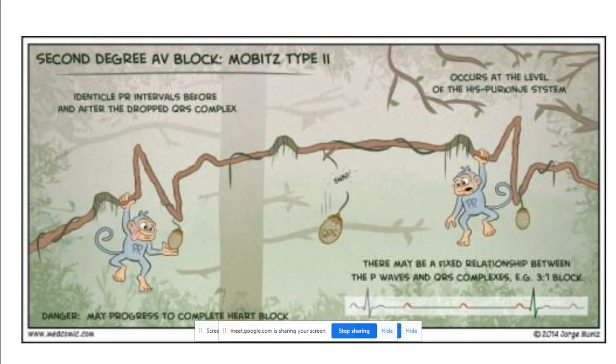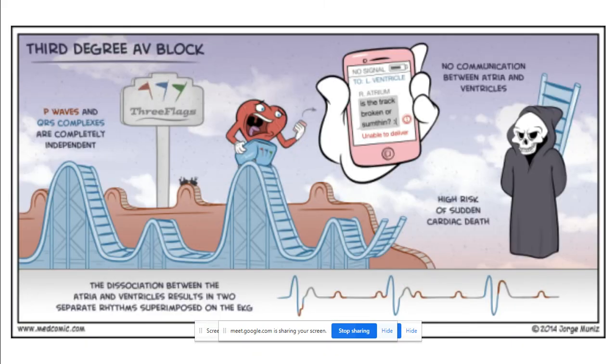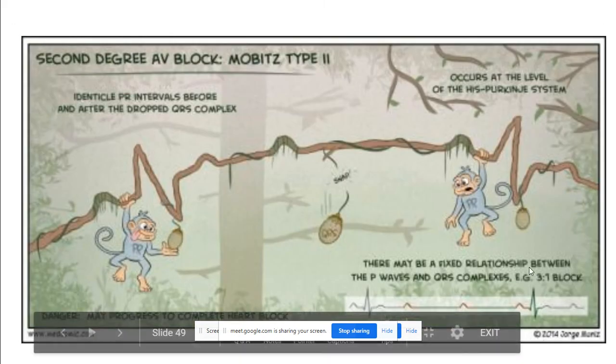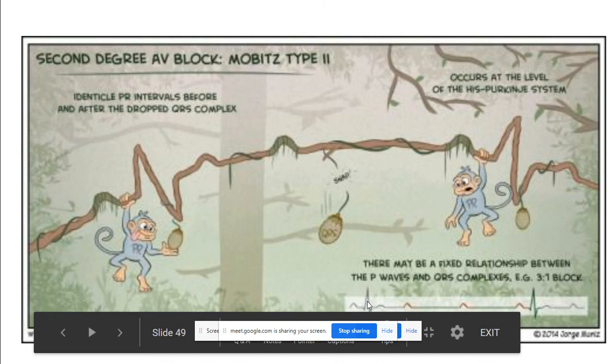All right. Second degree Mobitz type 2. Oh, I thought I took this monkey one out. I didn't really like this one. But basically, you're having some dropped beats because you might have like 2 or 3 P waves with no QRS, and then all of a sudden the QRS shows up. So I'm sorry, there's a ton of chaos going on right now.